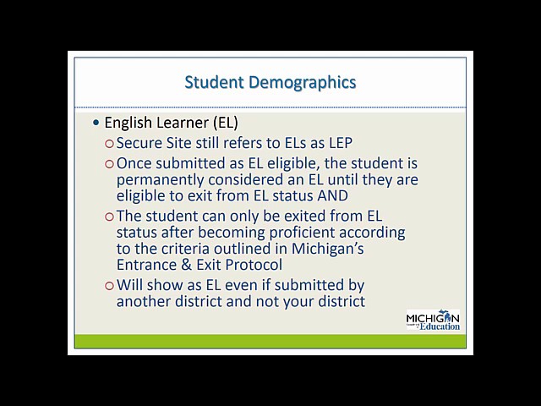English learners are also pulled from MSDS. English learners are still referred to as LEP, Limited English Proficient, in the Secure site. Again, once submitted as an English learner, the student remains an English learner until they are eligible to exit from English learner status. A student can only be exited from MSDS as an English learner after becoming proficient, according to the criteria outlined in Michigan's entrance and exit protocol. The EL designation will show even if submitted by another district.